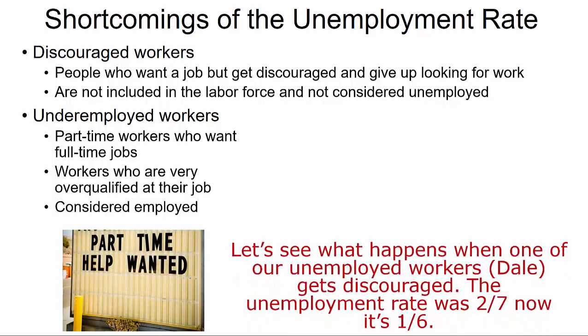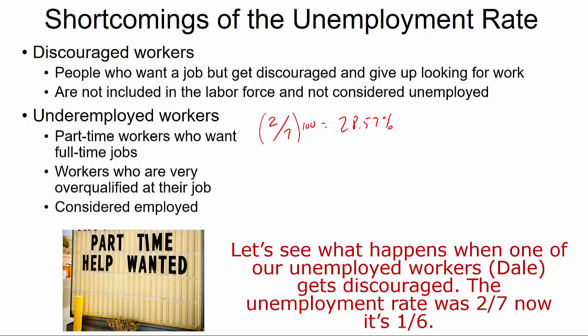We count those workers, both of them, as a fully employed worker, and so it kind of underestimates the true unemployment rate. So let's see exactly what would happen if Dale, for example, got discouraged. Okay, so previously in our last example, the unemployment rate for the stepbrothers was, I believe, golly, what was this? 28 point something percent, I think. Yeah, it was 28.57%.